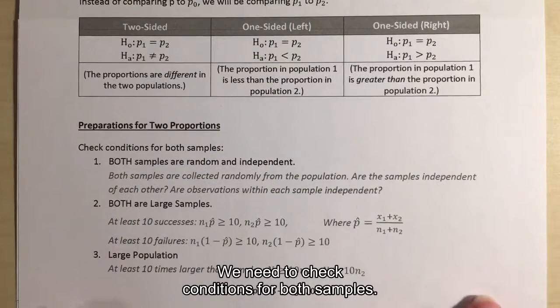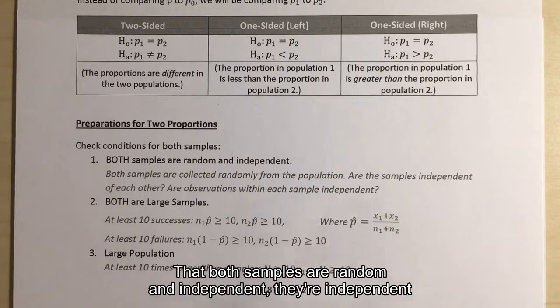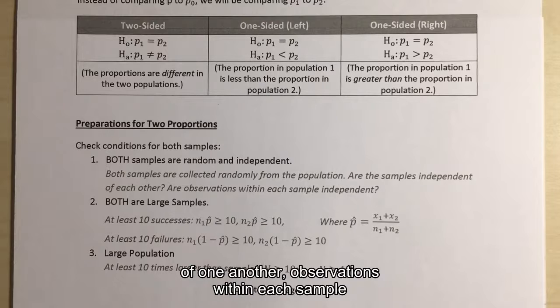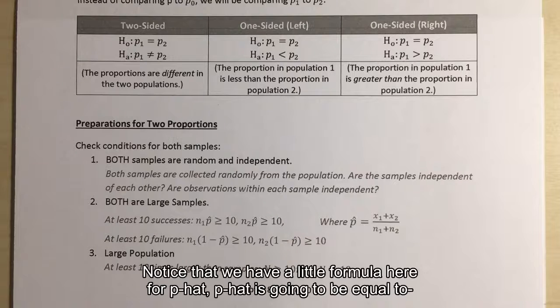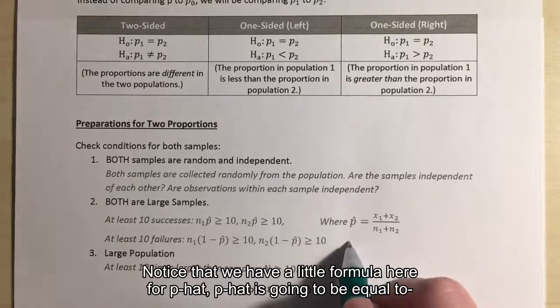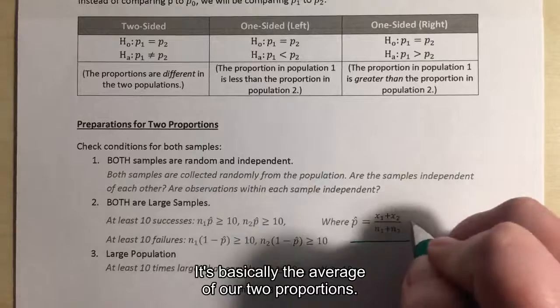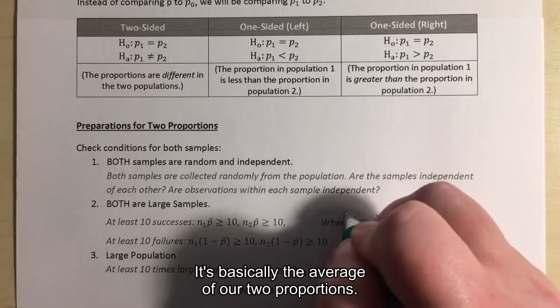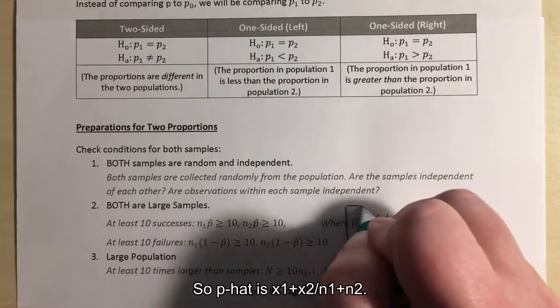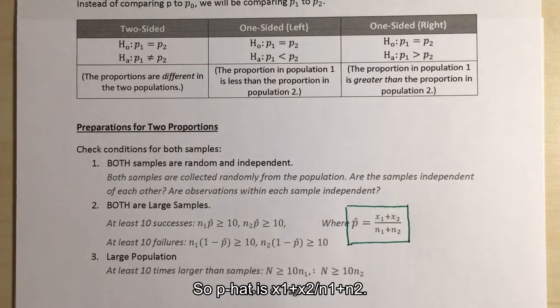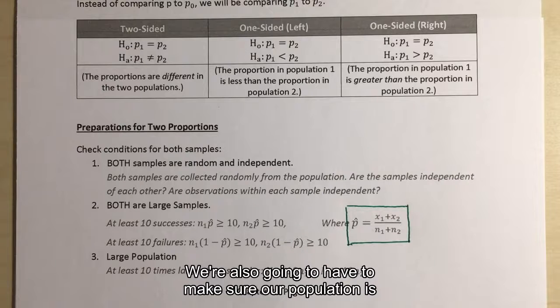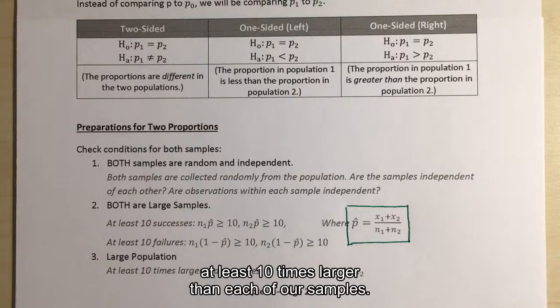We need to check conditions for both samples: that both samples are random and independent of one another, observations within each sample are independent, and there are at least 10 successes and 10 failures for both. Notice that we have a little formula here for p hat. P hat is basically the average of our two proportions. So p hat is x1 plus x2 divided by n1 plus n2. And then we're also going to have to make sure our population is at least 10 times larger than each of our samples.